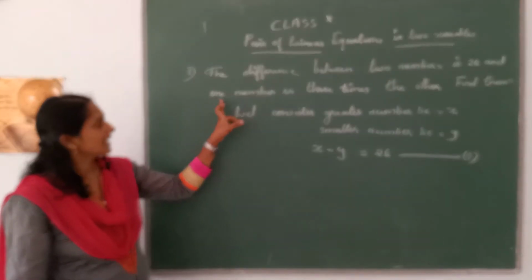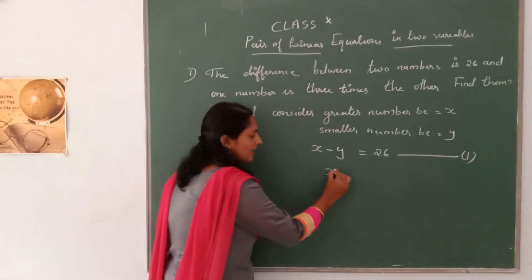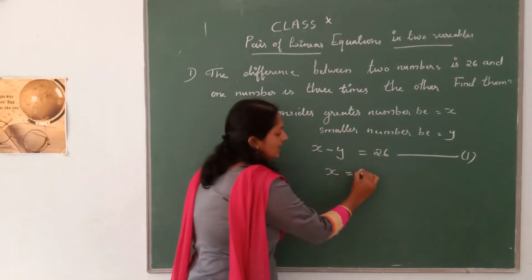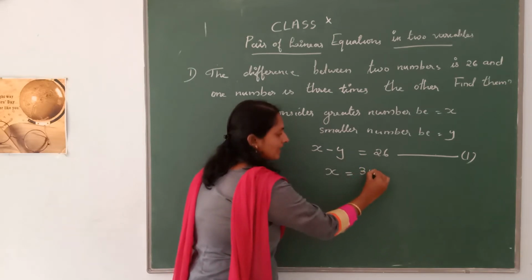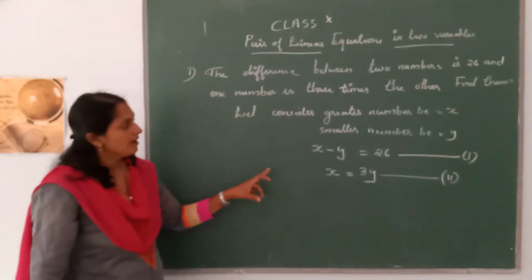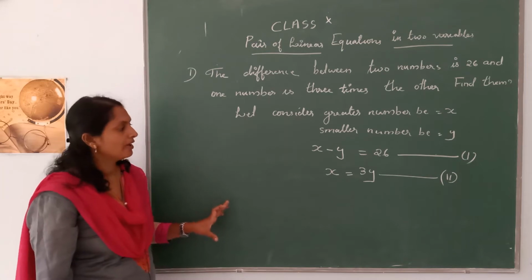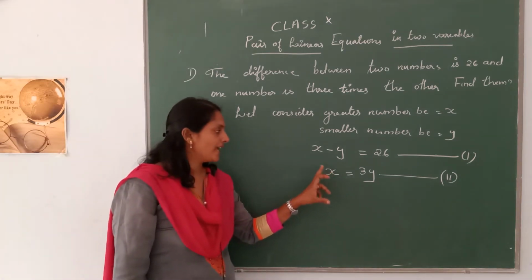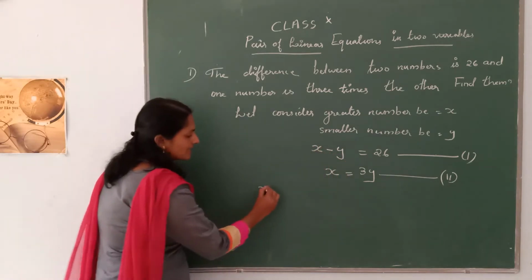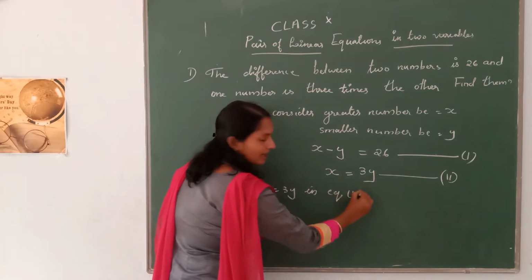Then the other condition, one number is 3 times the other. One number, you consider first the greater number, that is x, that is 3 times the other, that means 3y. Consider this as equation number 2. Then using substitution method, find the value of x and y. Putting this value of x from equation 2, that is x is equal to 3y, in equation 1.